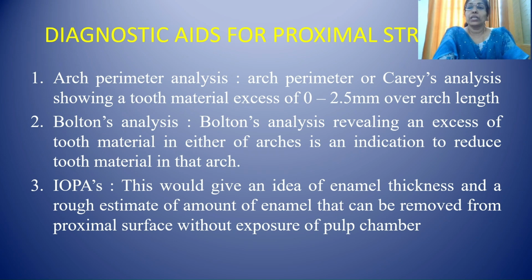Now coming to the diagnostic aids for proximal stripping. First one is arch perimeter analysis. Now after doing a model analysis, caries analysis, if the tooth material excess of 0 to 2.5 mm is there, then this is an indication for proximal stripping. The next one is Bolton's analysis. If there is excess in the Bolton's analysis, the tooth material is in excess, then we can reduce the tooth, that is, proximal stripping is indicated. Then IOPA, this will give you an idea of the enamel thickness and a rough estimate of the enamel that can be removed from the proximal surface of the teeth without exposing the pulp chamber.